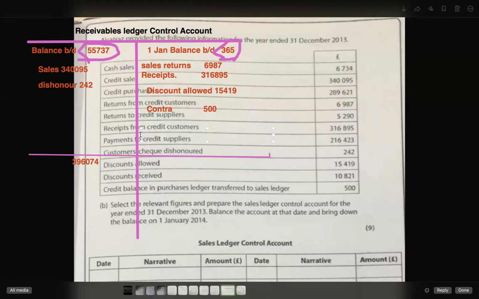31 December. Remember the date, 31 December. Balance CD, how much? Ruslan, balance CD, how much? 55908. Yes, sir. Okay. The total is 396,074. So let's close it. Done.